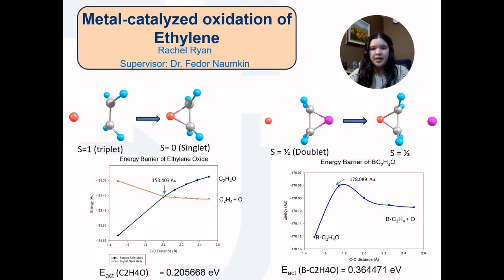The software we use to get our results is NWChem, but we also use Chemcraft to visualize our molecules. We ensure our values are accurate by comparing our calculated dissociation energies to known experimental values.